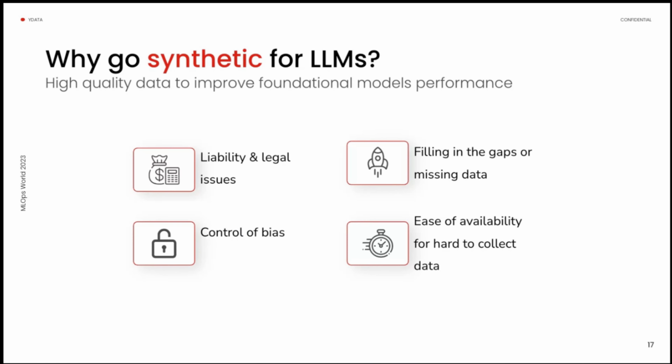And I think that summarizes a bit what I've mentioned. So why go synthetic when you want to train foundational models like LLMs? There are tons of reasons, but I would say one of the most important would be around liability and legal issues. So you want to have access to the data, you want to be able to train with specific data, but if that data is real and you have privacy concerns, you cannot use it to train this model.